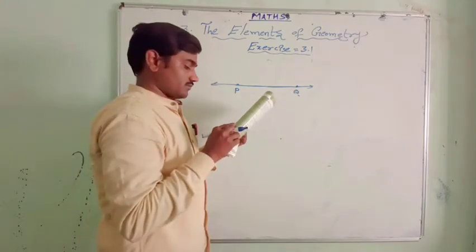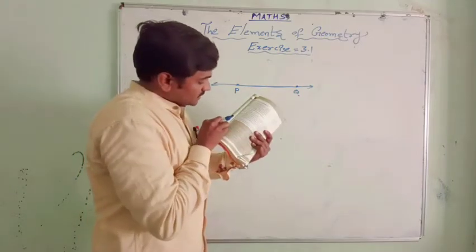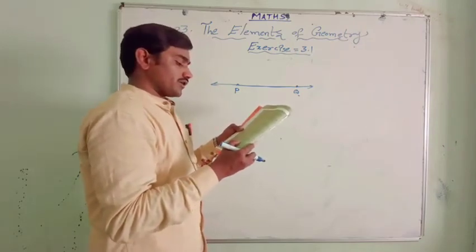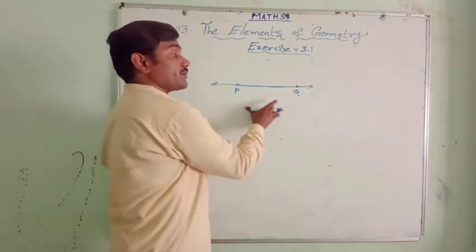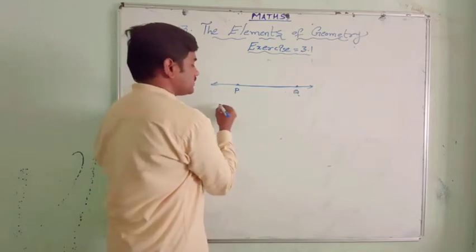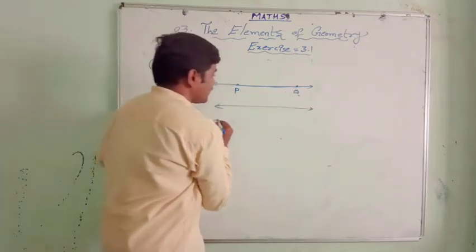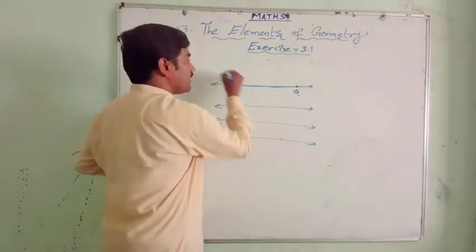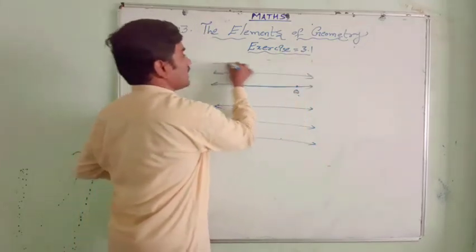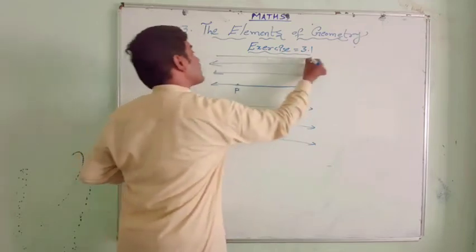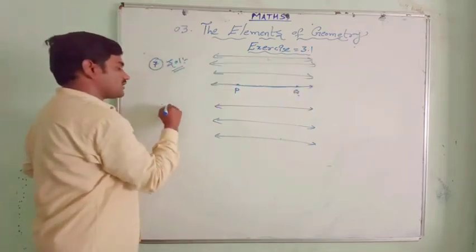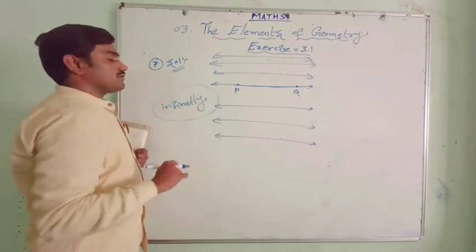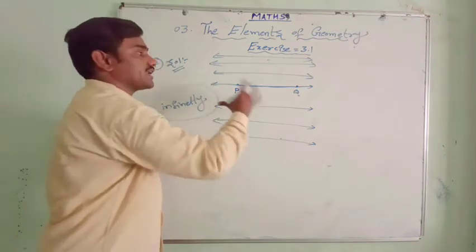Now, how many lines parallel to PQ can you draw? Yes, I can draw infinitely many lines which are parallel to PQ, on the upside and downside. Hence I can write infinitely many parallel lines.